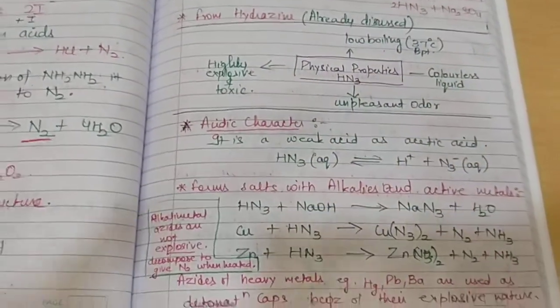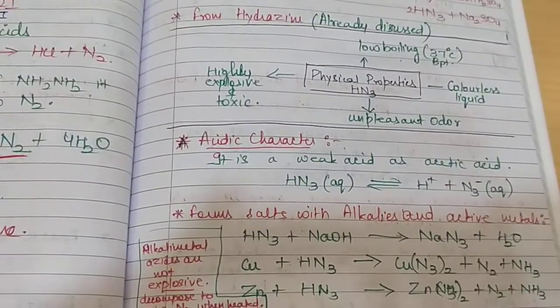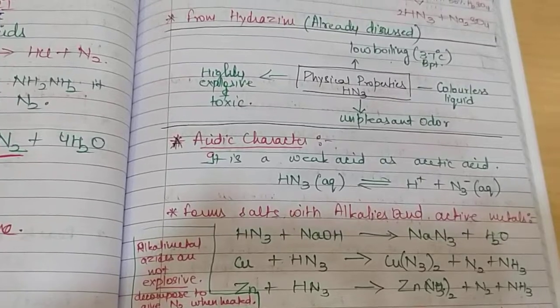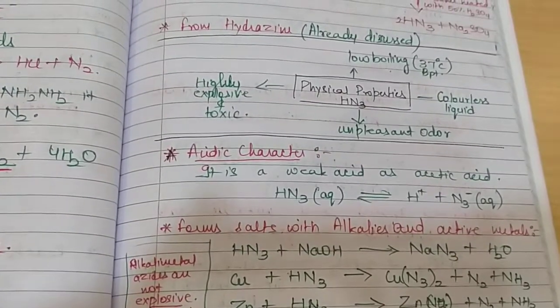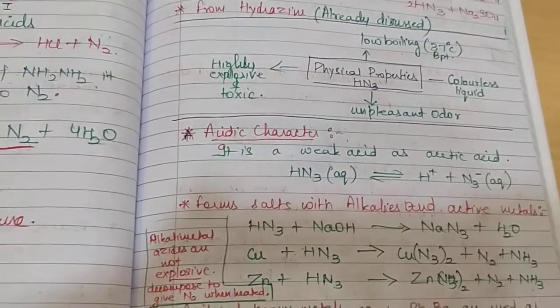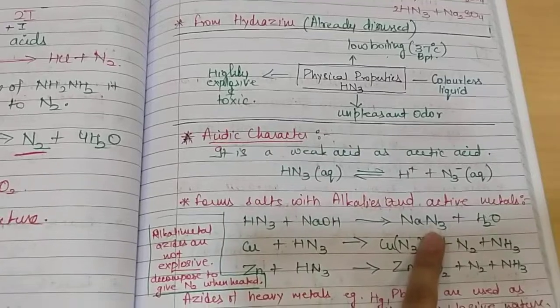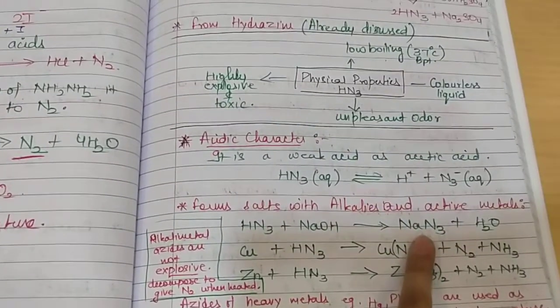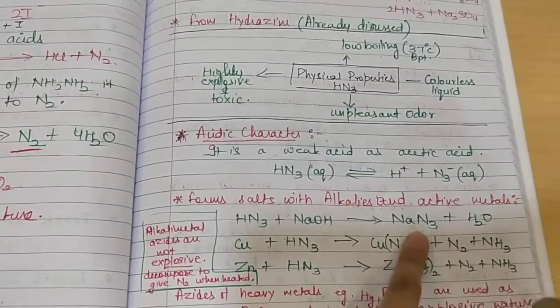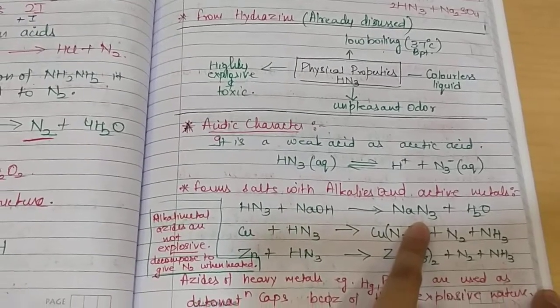Next are the chemical properties. It is acidic in nature. It can ionize as H positive, N3 negative. N3 negative is called the azide ion. As it is acidic, it will react with bases to give salts of hydrazoic acid. The sodium salt of hydrazoic acid, that is sodium azide, will be formed.